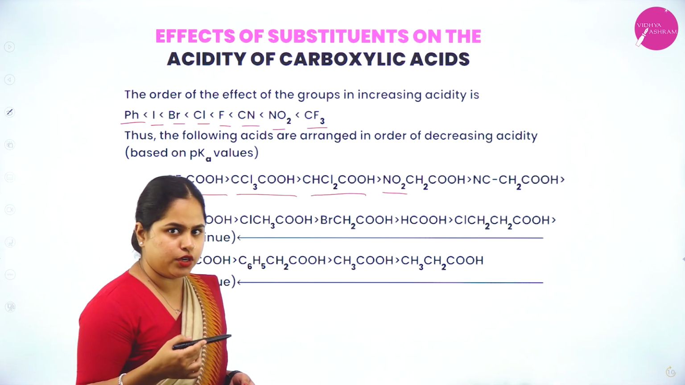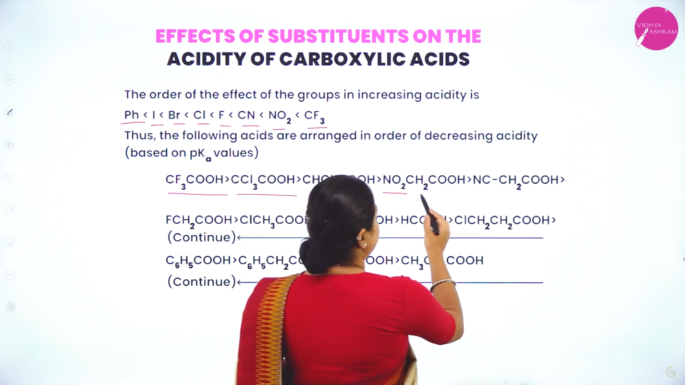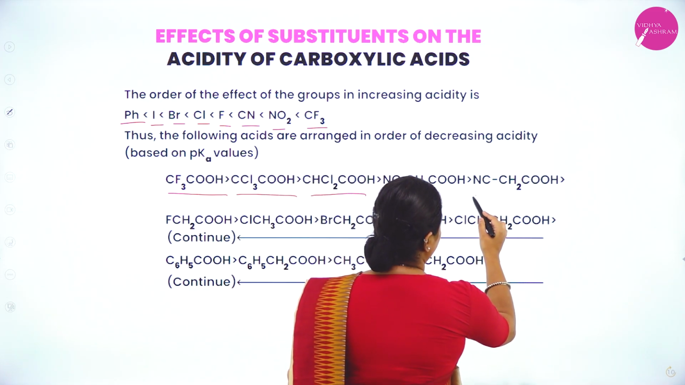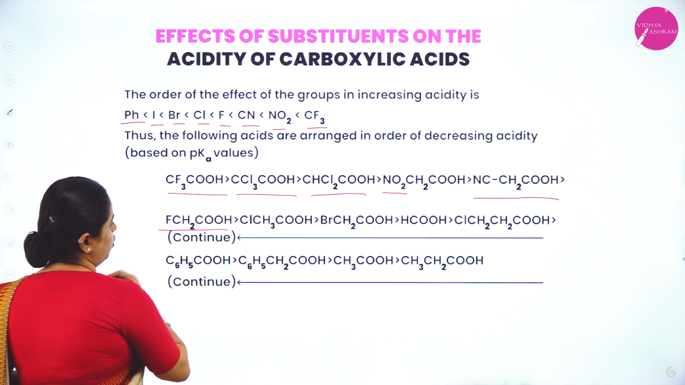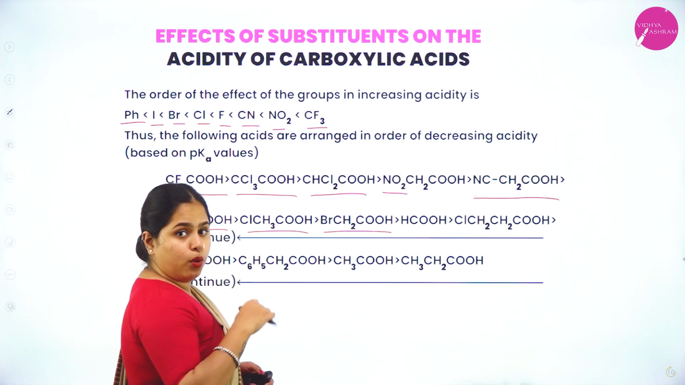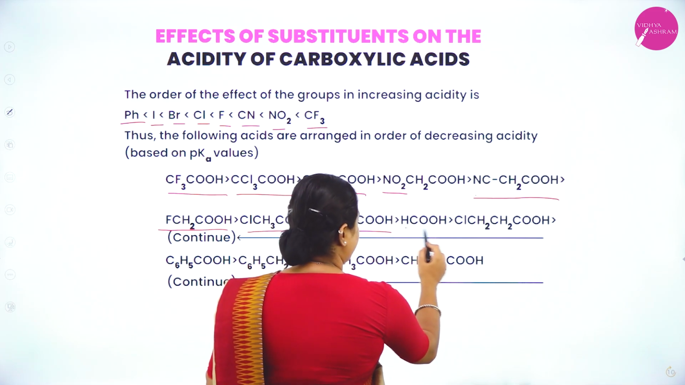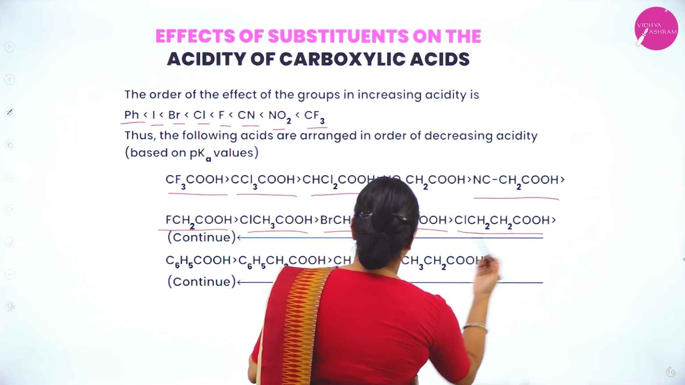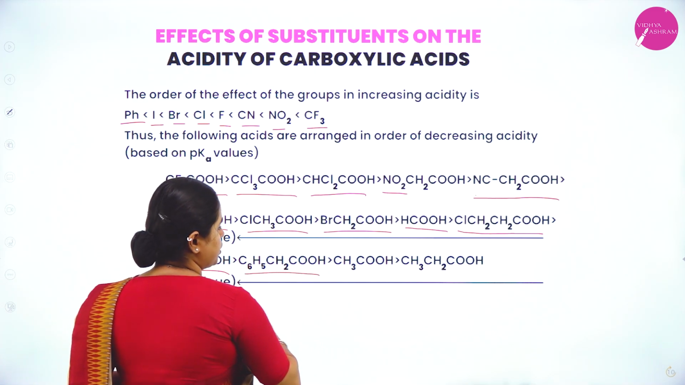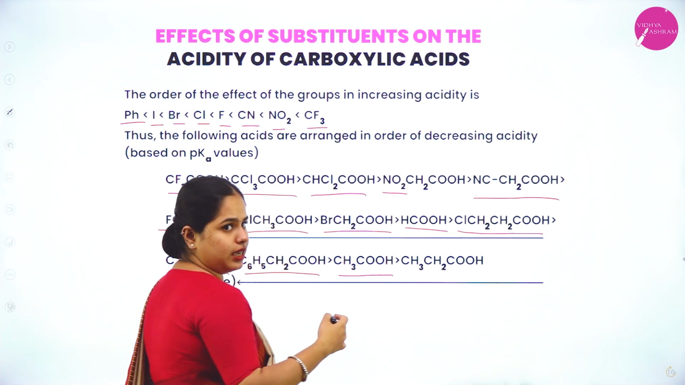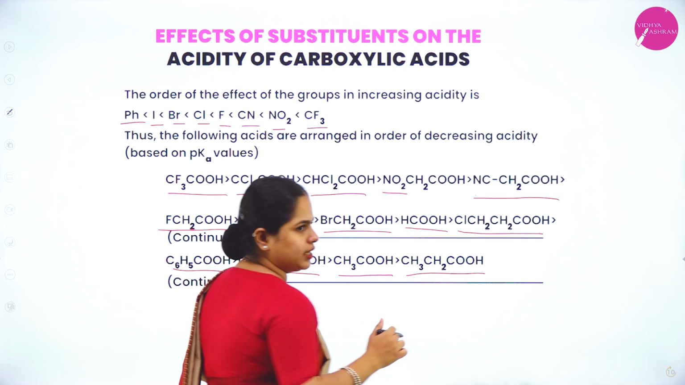Nitro will be electron withdrawing, so it is more acidic. Then you have NC, that is cyano group, CH2COOH. Then you have FCH2COOH, ClCH2COOH, bromo carboxylic acid. Then you have formic acid, ClCH2CH2COOH. Then you have benzoic acid. Then C6H5CH2COOH, CH3COOH, that is acetic acid. Then you have propanoic acid, all of that.